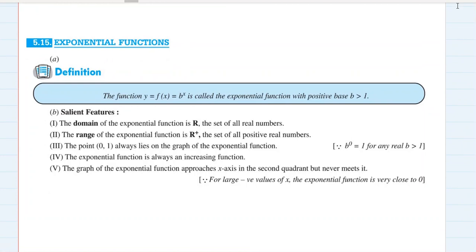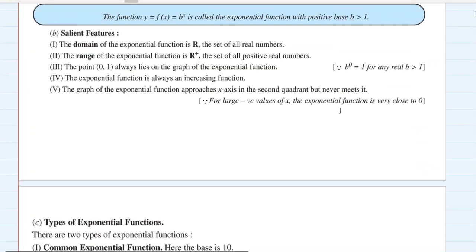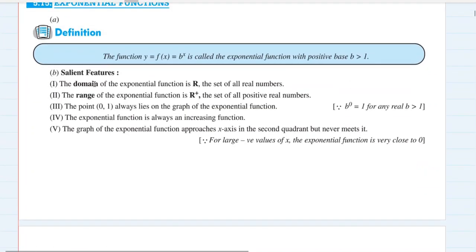A function f of x or y is equal to b raised to x is called exponential function with positive base b which is greater than 1. The base must be greater than 1. The domain of exponential function is the set of all real numbers. Domain is the value of x. You can put any value of x, any real number. But the range of exponential function is only the set of all positive real numbers.